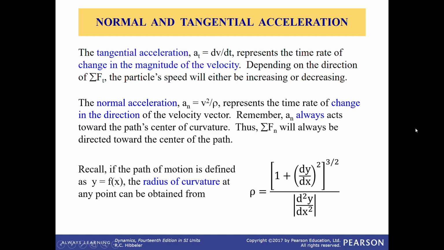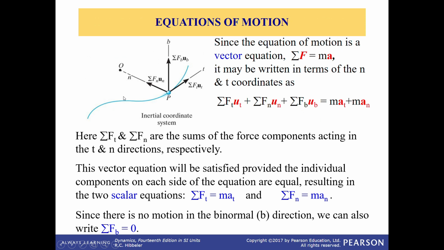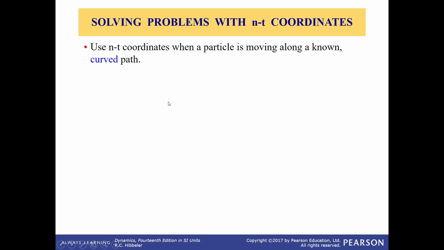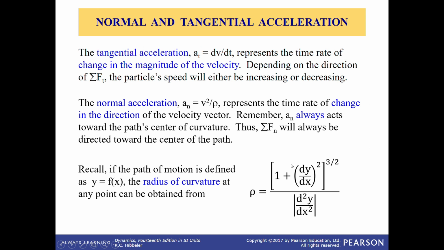Okay, if you see here, dy/dx is obtained if I put y in terms of x in the equation. This curve will be in terms of x. So if a question gives you the equation, this is how you calculate rho. Once you know rho, you can directly put it into the equation for an. v is the instantaneous velocity at that point.